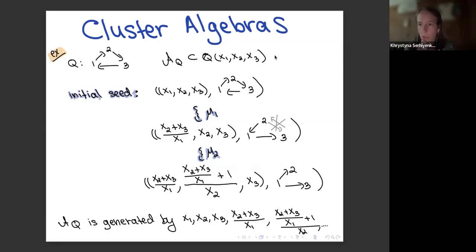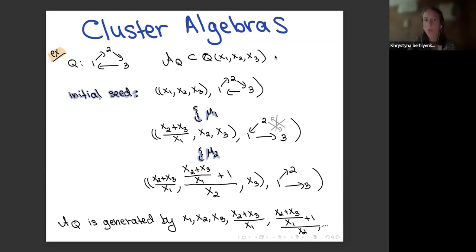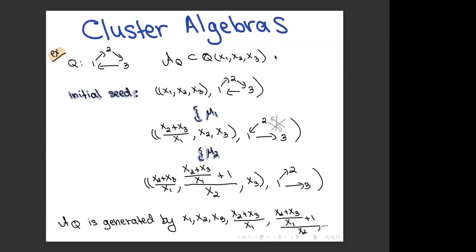There's another question? I had a question about A sub q. It's all possible finite combinations of mutations, right? Yes. So you take finite mutations, but they can get arbitrarily long. So in theory, you would have infinitely many cluster variables then. Okay, thank you.